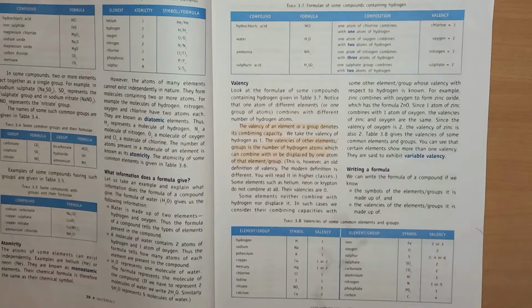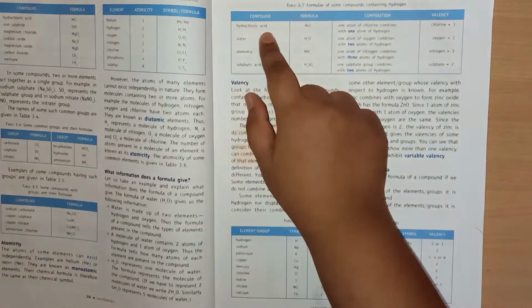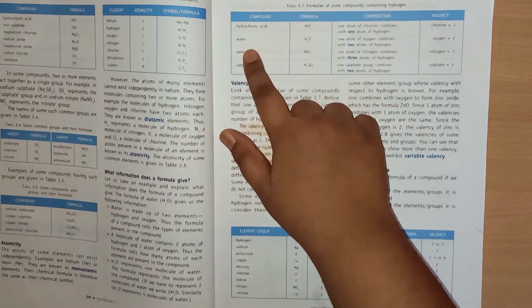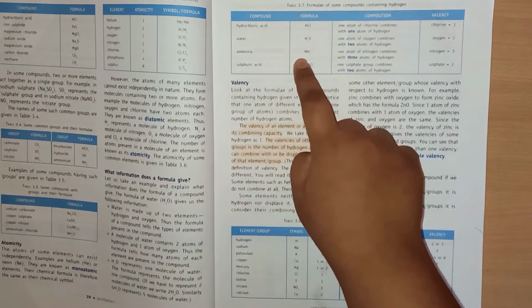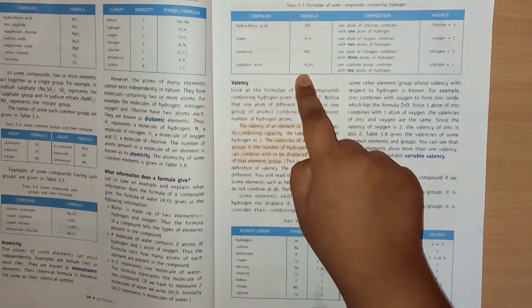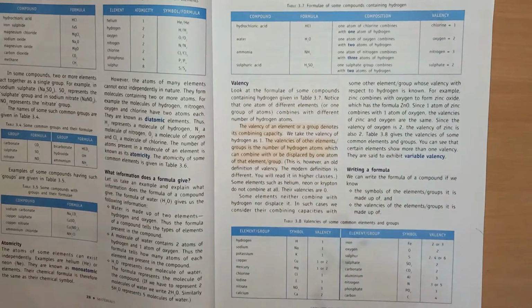So it is telling us to notice that one atom of different elements can combine with a different number of hydrogen atoms to form a compound. Like hydrochloric acid is HCl, water is H2O, ammonia is NH3, and sulfuric acid is H2SO4.